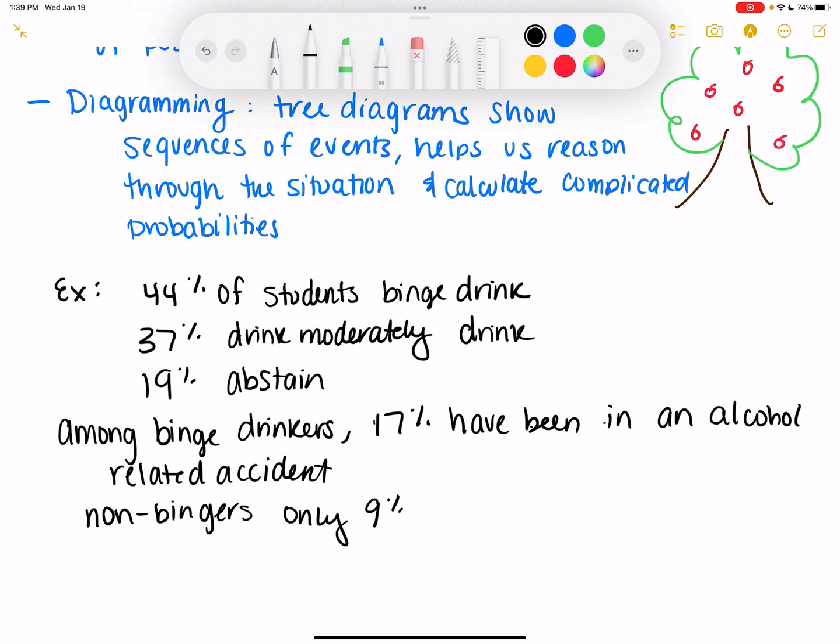I guess technically non-bingers means they could drink moderately, or they could abstain. So it's only been 9% of drinking accidents. How can they be in a drinking accident if they don't drink? Well, it's saying 9% of non-bingers, which could either be moderate drinkers or no drinkers. So it would technically be just an accident, but alcohol related if they do drink moderately.